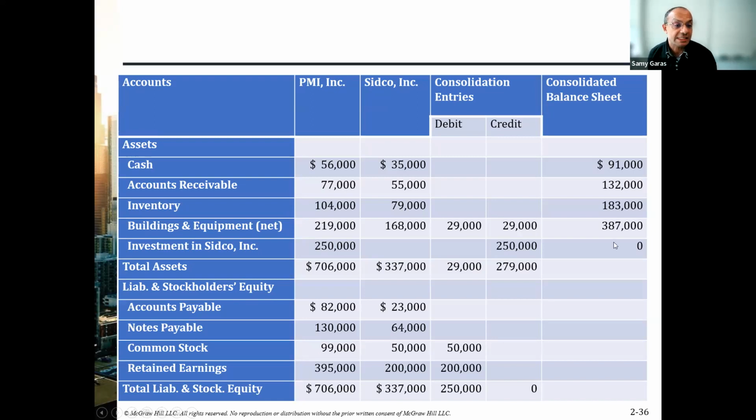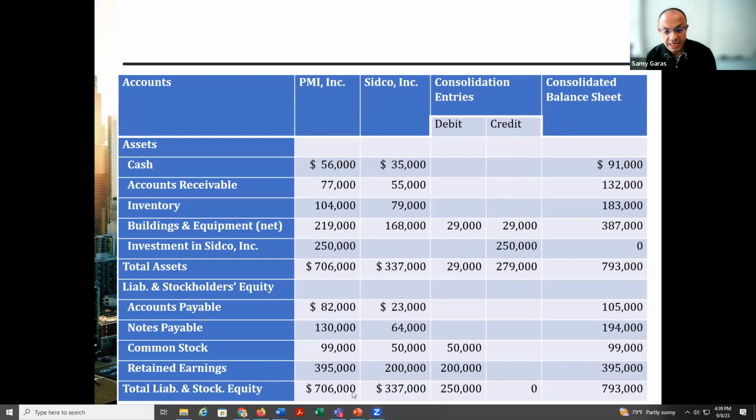And then we add the assets here. We get 793. Then we add the liabilities, accounts payable, notes payable. The common stock credit 50 and debit 50, they offset each other, and we take only the 99. The retained earnings are the same, 395, and then the total is 793. So this simple worksheet will tell you how to make the consolidation entry and how to make the consolidated balance sheet. Now let us jump to the second exercise.